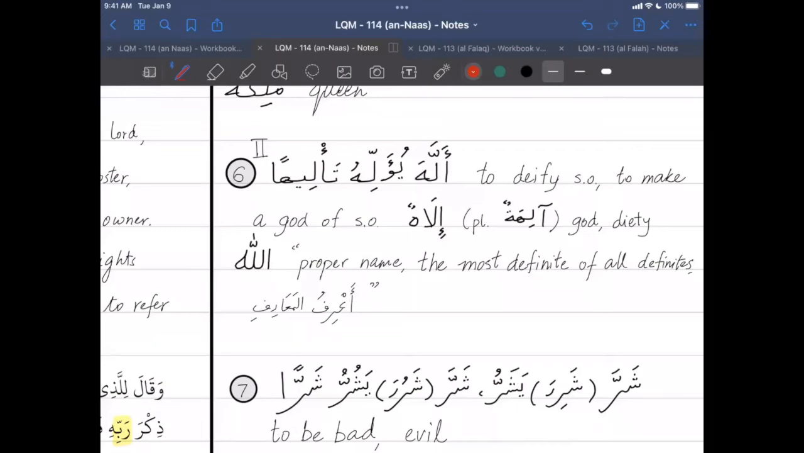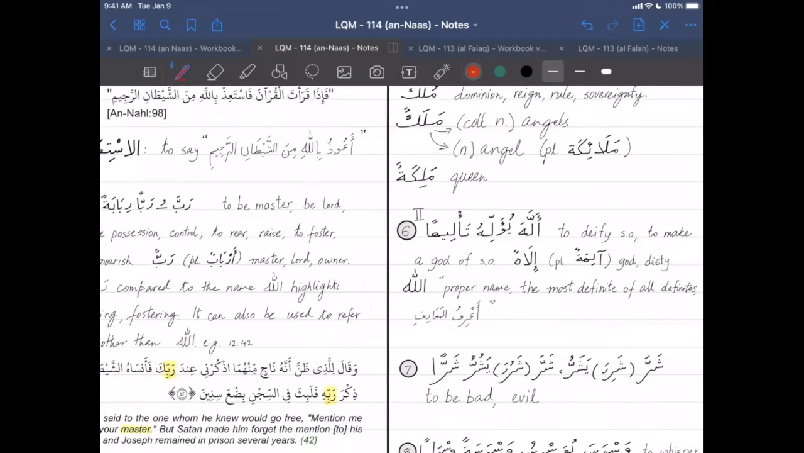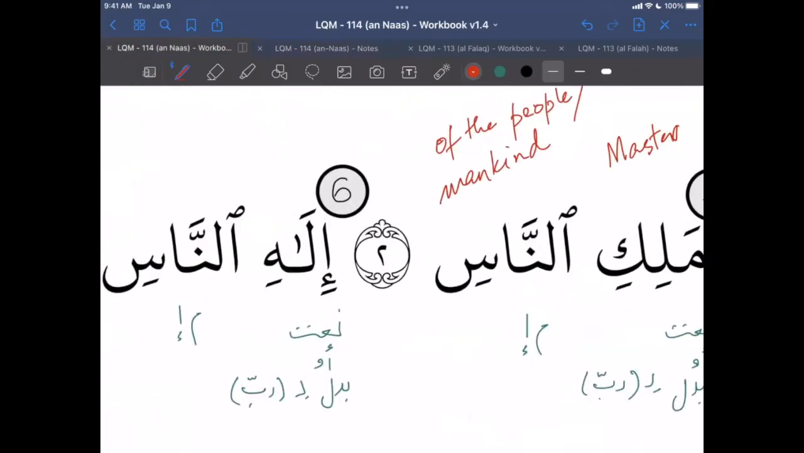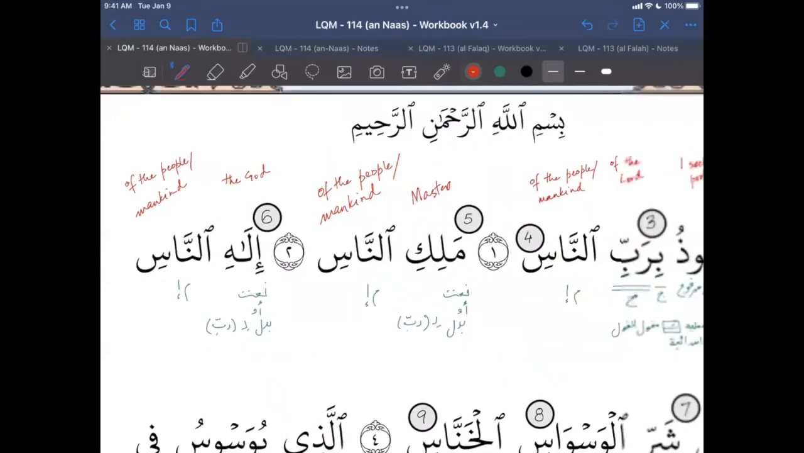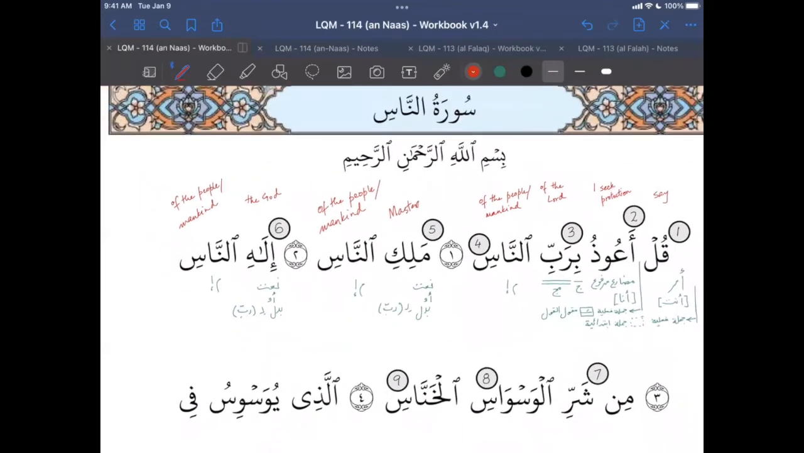But the word ilah has the meaning of God. And that's what we are dealing with here. So ilah nas is the God of the people or mankind. Okay. So this is the first part of the surah.